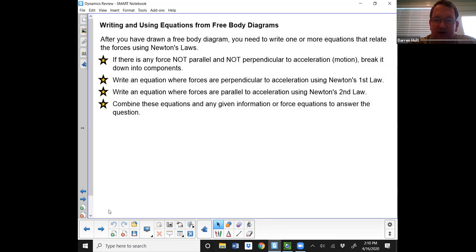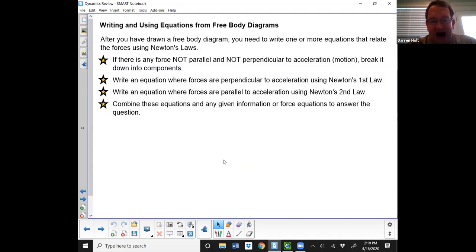Write an equation where forces are perpendicular to the acceleration using Newton's first law. If you have forces that are perpendicular to the acceleration of the object, those forces are not causing acceleration, so it must be Newton's first law, because the object in that dimension is not accelerating. So the sum of those forces is equal to zero. If you have forces that are parallel to the acceleration, you'd write the equation using Newton's second law, so the sum of the forces is equal to the mass times the acceleration, right? That's when you apply Newton's second law, and that's when you apply Newton's first law.